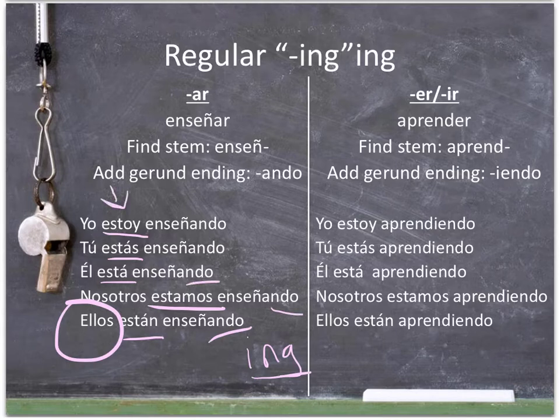On the ER-IR side with aprender, this is I am learning, you are learning, same thing goes. You're going to change the verb estar, but nothing else really changes. Once you have your verb in its participle form, this is called the present participle.